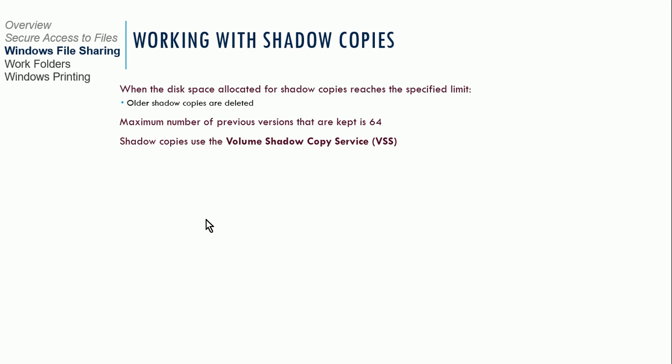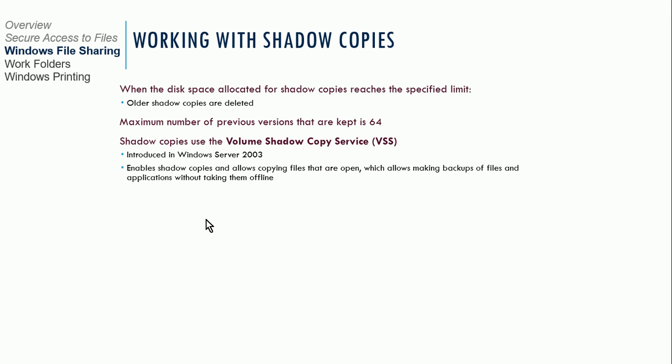When the disk space allocated for shadow copies reaches the specified limit, older shadow copies are deleted, and the maximum number of previous versions that are kept is 64, which is an awful lot. Shadow copies use the Volume Shadow Copy Service, or VSS. That was introduced in Windows 2003, and of course it was available in 2008 and now 2012. It enables the shadow copies and allows copying files that are open, which allows making backups of files and applications without taking them offline.